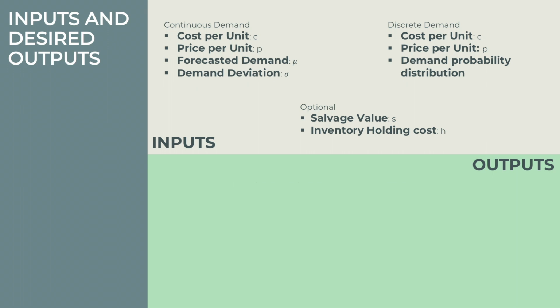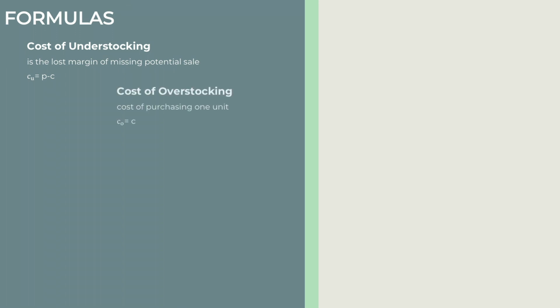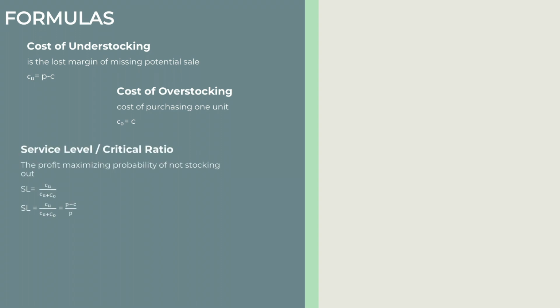Outputs are the profit maximizing service level, also called critical ratio, the order quantity Q, as well as the expected profit at an optimal order quantity. Formulas necessary to calculate the Newsvendor problem are the cost of understocking, which is the lost margin of missing a potential sale, so P minus C, as well as the cost of overstocking, which is the cost of purchasing one unit, so C. The service level, or critical ratio, is the profit maximizing probability of not stocking out and can be defined by the formula cost of understocking divided by cost of understocking plus cost of overstocking, or P minus C divided by P.